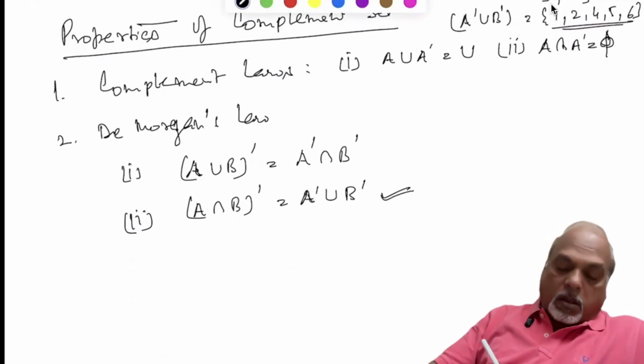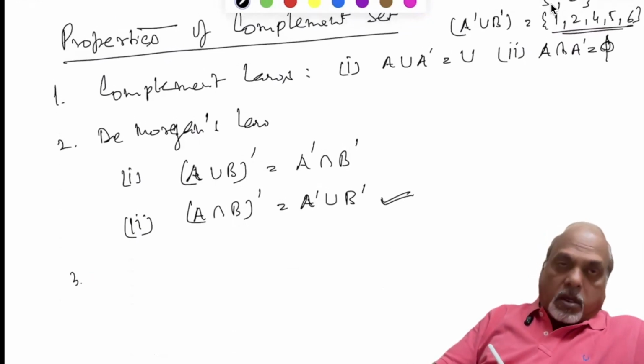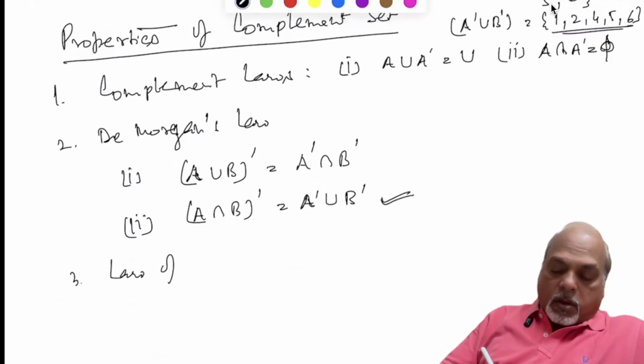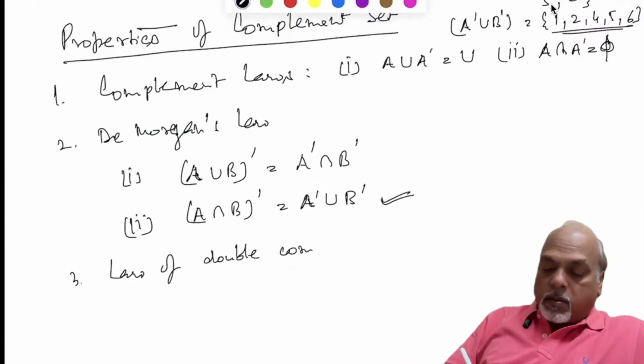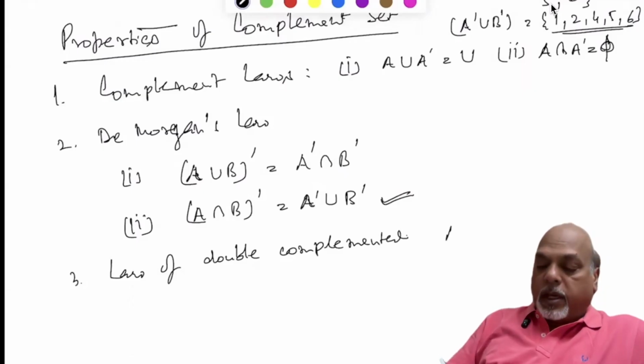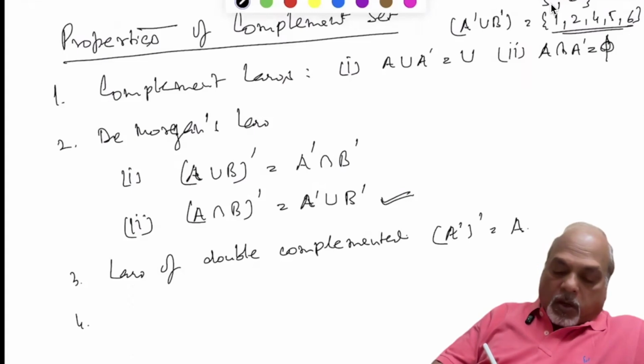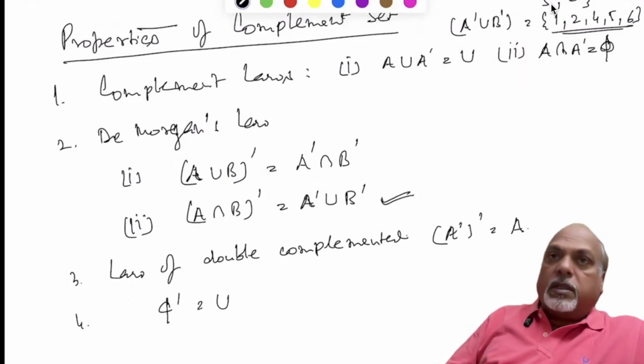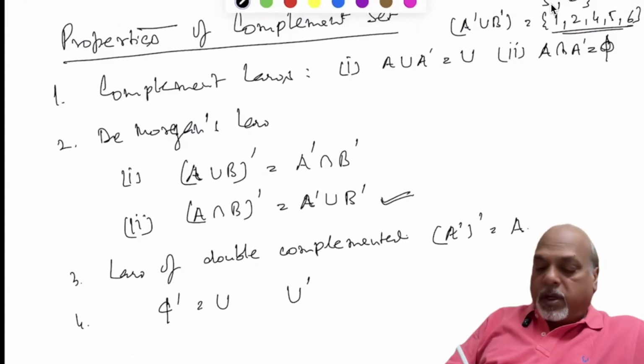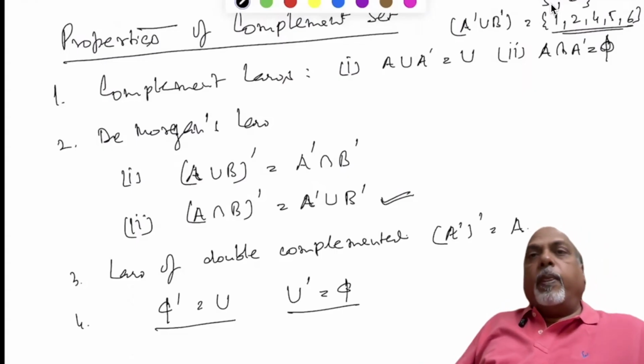Then we have the law of double complement. That is, the complement of A dash is A. It is quite natural. Then the law of empty set and universal set, that is phi dash is nothing but the universal set, and the complement of the universal set is nothing but phi. These are quite natural. Correct.